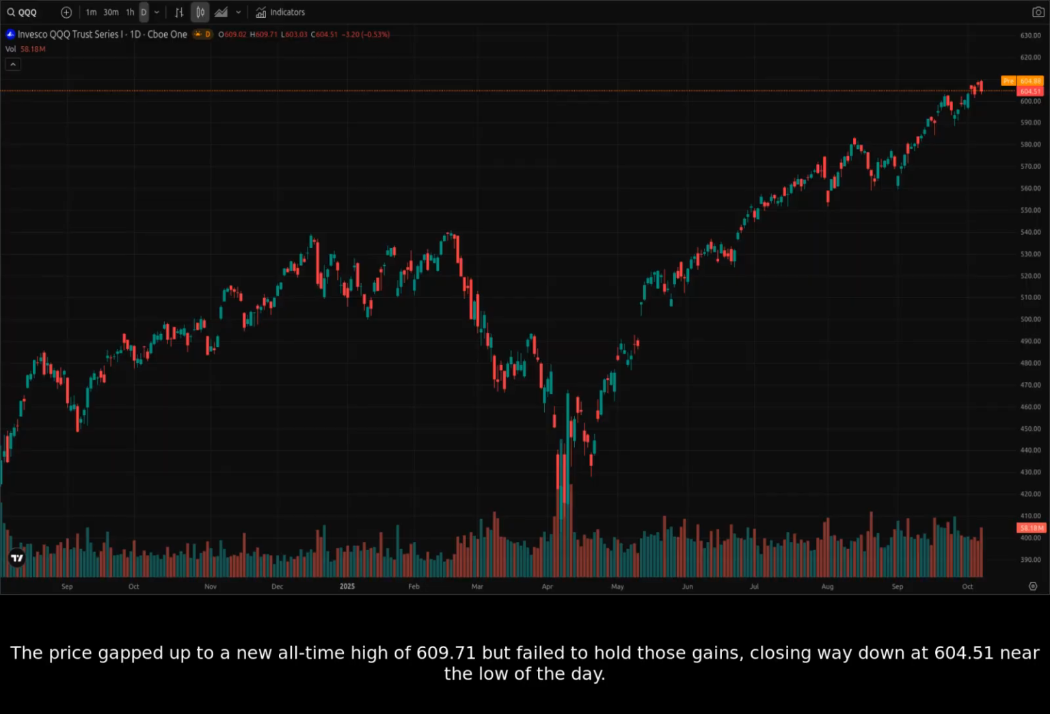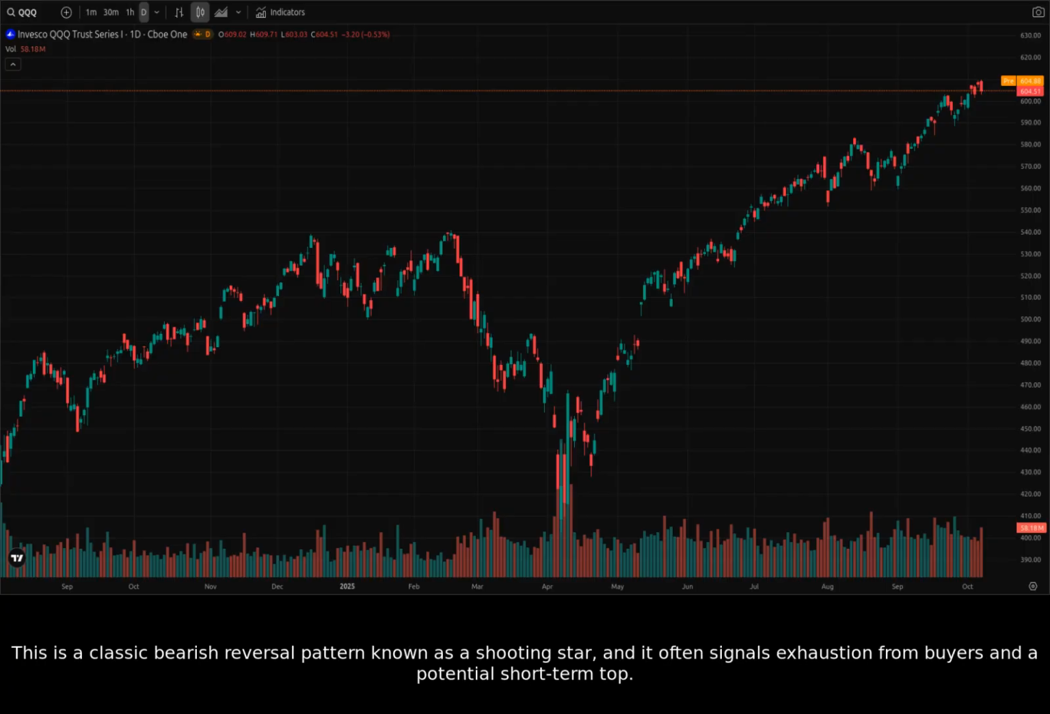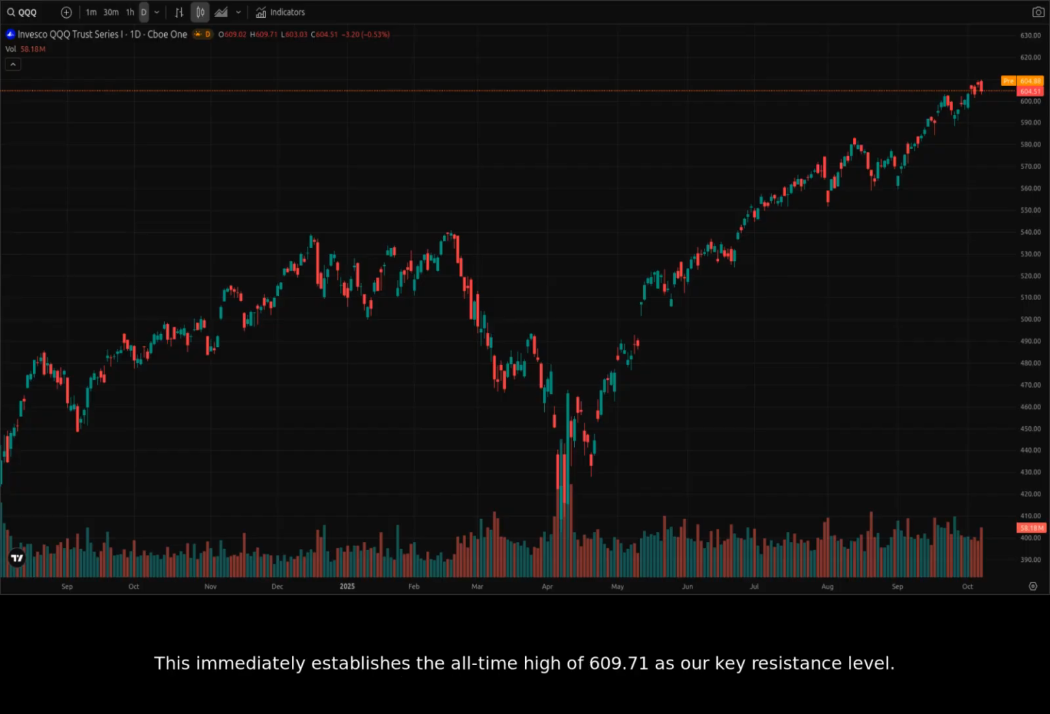The price gapped up to a new all-time high of 609.71, but failed to hold those gains, closing way down at 604.51 near the low of the day. This is a classic bearish reversal pattern known as a shooting star, and it often signals exhaustion from buyers and a potential short-term top. This immediately establishes the all-time high of 609.71 as our key resistance level. The low of that candle, around 603, is now our most critical immediate support.